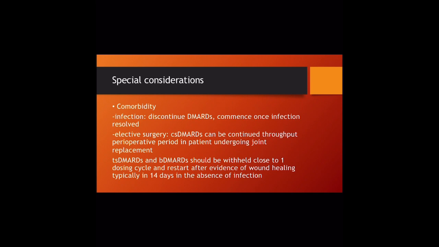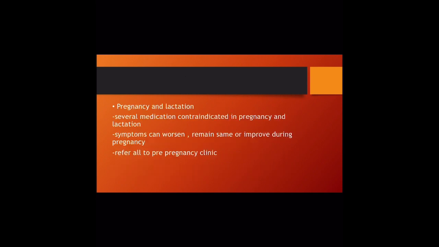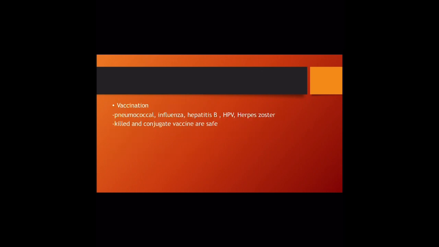Special consideration for those who have comorbidity, those who are going for elective surgery, those who have infection: discontinue the disease-modifying anti-rheumatic drug. Pregnancy and lactation, several medications are contraindicated, so refer them all to the pre-pregnancy clinic. During pregnancy, rheumatoid arthritis can worsen, remain the same, or improve. Vaccination is recommended: pneumococcal, influenza, hepatitis B, human papilloma virus, herpes zoster. Killed and conjugate vaccines are safe in this kind of patient.